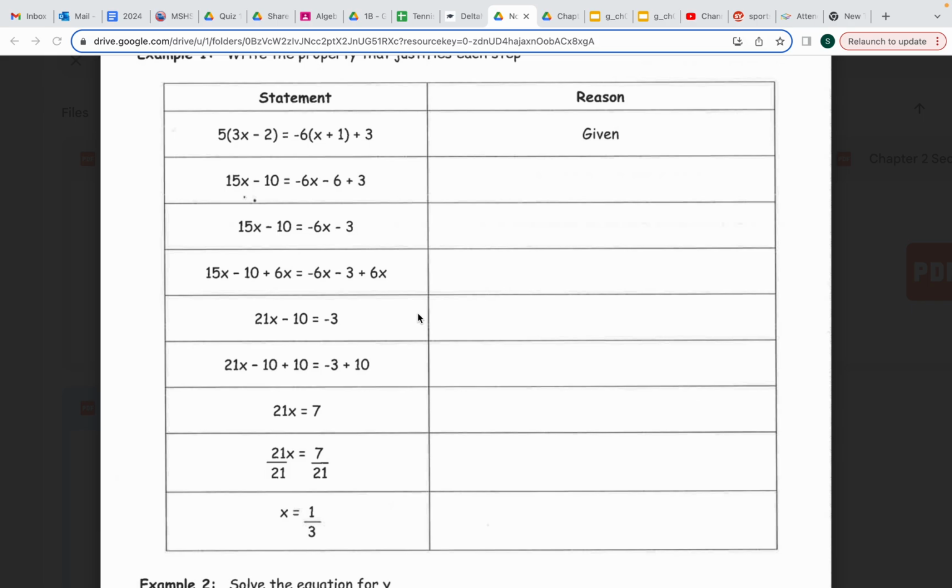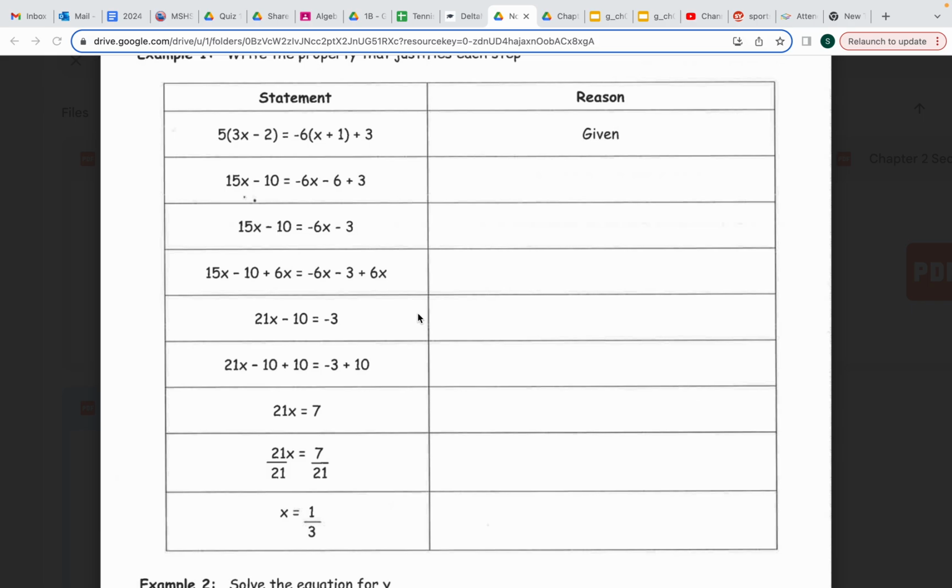So now, what is our next step going to be? What is it doing here? Yeah, it's adding 6x to both sides. So I'm going to put addition property. It adds 6x to both sides, gives us this. This is going to be simplify. I'm forgetting the I in simplify, but that's okay.